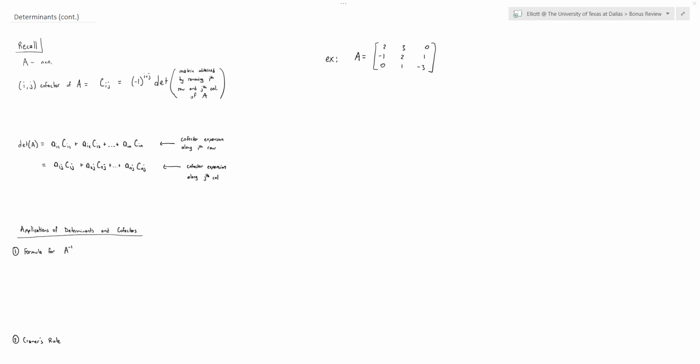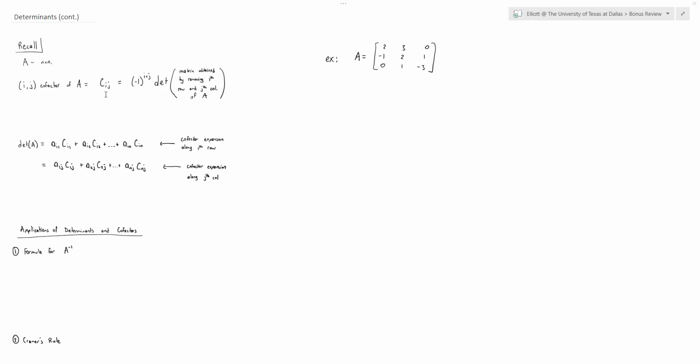So first I wanted to recall, if we have an n by n matrix A, we defined the ij cofactor of A, which I denoted as Cij, and this was defined to be (-1)^(i+j) times the determinant of the matrix obtained by removing the ith row and the jth column of A.